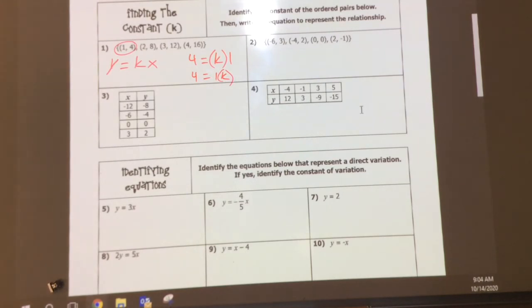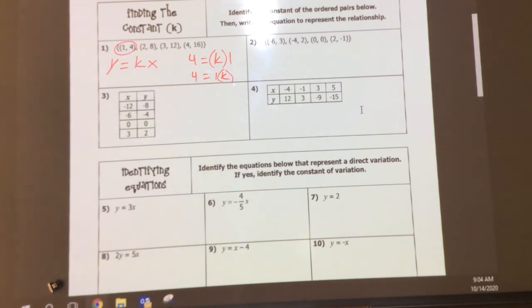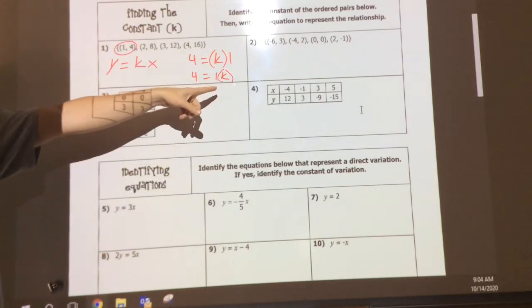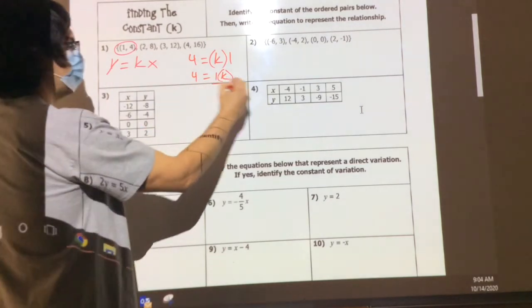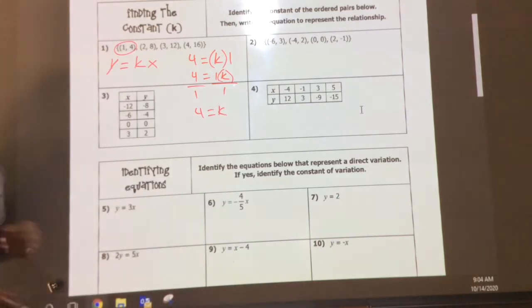Okay, if this is a one-step equation, how do I get k by itself? Luke, what do I do? I would divide it by the coefficient. What's the coefficient over here? So if I divide both sides by 1, 4 equals k.